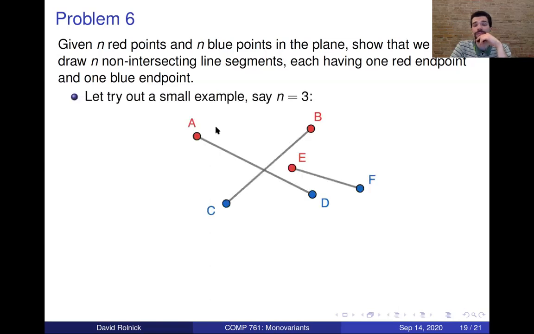Let's try n equals 3. Here's a bunch of points. I connected them in some way. It doesn't work. There's an intersection. What can we do?